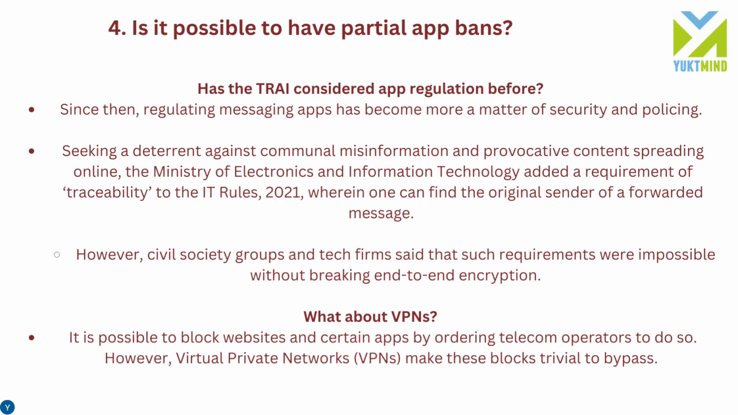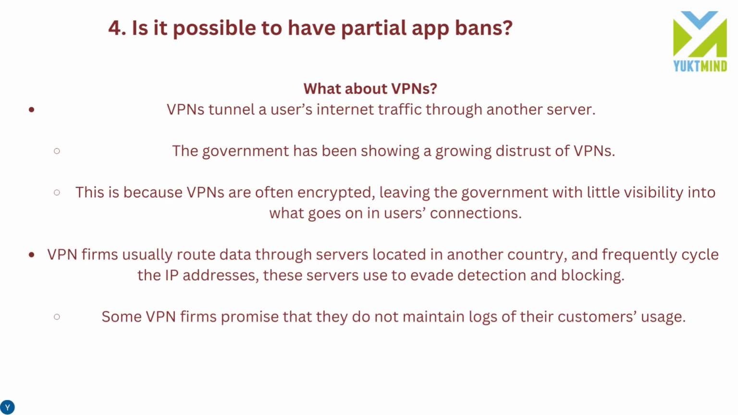Though it is possible to block websites and certain apps by ordering telecom operators to do so, virtual private networks (VPNs) make these blocks easy to bypass. So, what is a VPN? A virtual private network tunnels a user's internet traffic through another server. The government has been showing a growing distrust of VPNs. This is because VPNs are often encrypted, leaving the government with little visibility into what goes in users' connections.